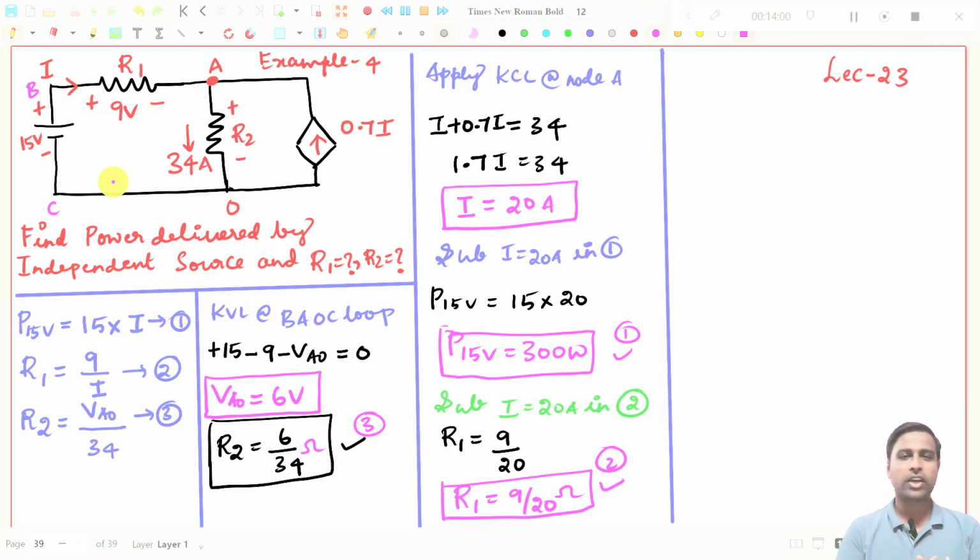Fine. Okay, you go through this problem and again we will solve another problem in the next class, so that you will get a clear idea about KCL and KVL as well as dependent sources. I have already told you that in GATE questions mostly dependent source problems were asked. So we will try to solve many more problems in the upcoming lectures.